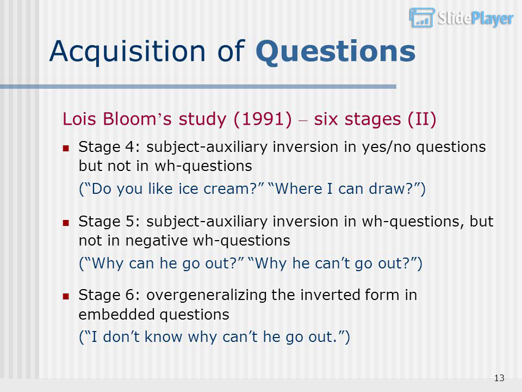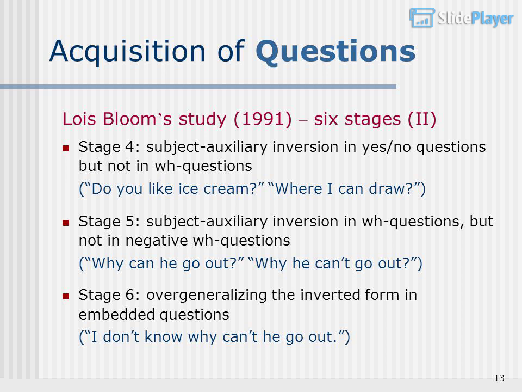Lois Bloom's study, 1991, 6 stages. Stage 4: subject-auxiliary inversion in yes/no questions but not in WH questions. Do you like ice cream? Where I can draw? Stage 5: subject-auxiliary inversion in WH questions, but not in negative WH questions.